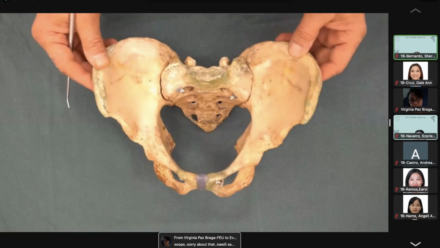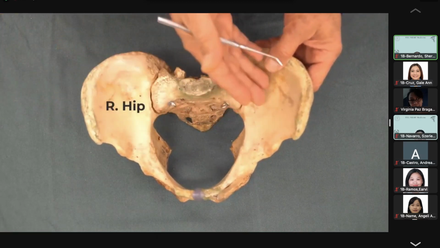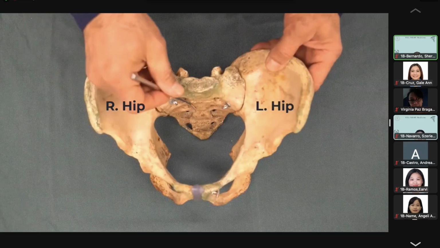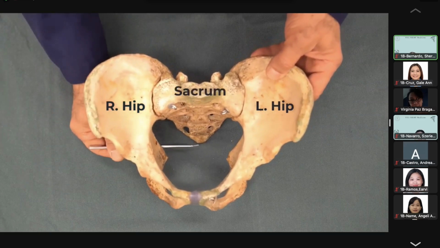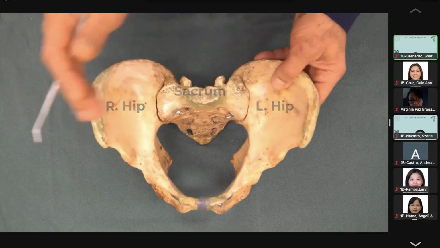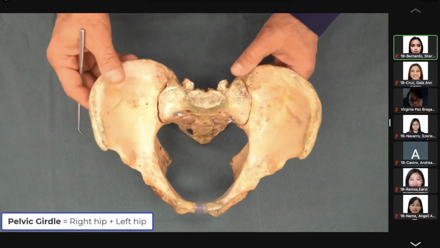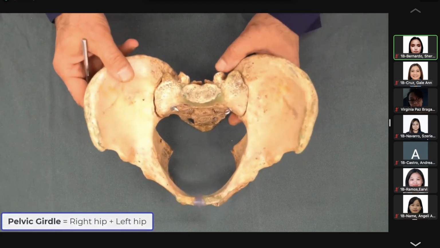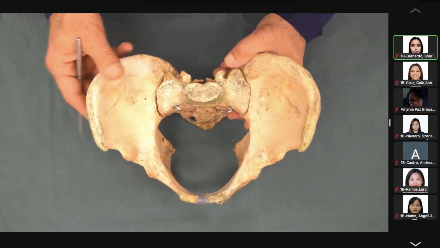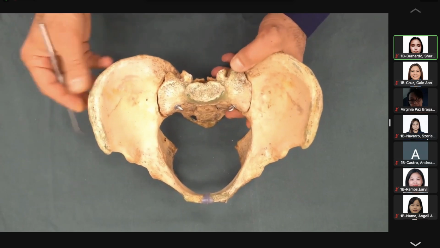The bony pelvis is made by the right and left hip bones, the sacrum and the coccyx. In this specimen we do not have the coccyx. The right and left hip bone, however, are referred to as pelvic girdle. The bony pelvis is divided in two parts. Actually, we have two pelvises, let's say.